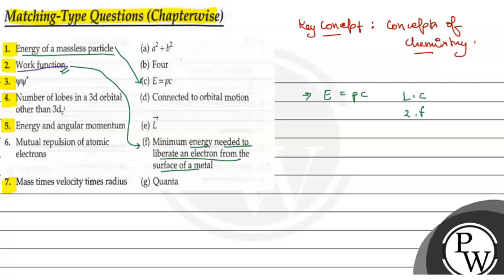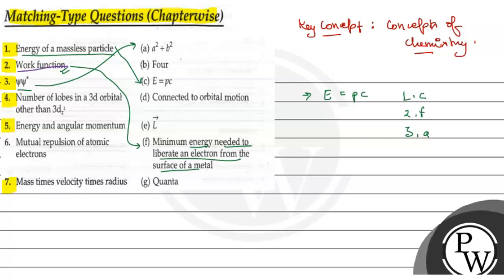Then we have next, that is two values of psi and psi naught. One is psi and another is psi naught. These are the threshold energy, right? And we denote it with a square plus b square. That is 3 will go with a.